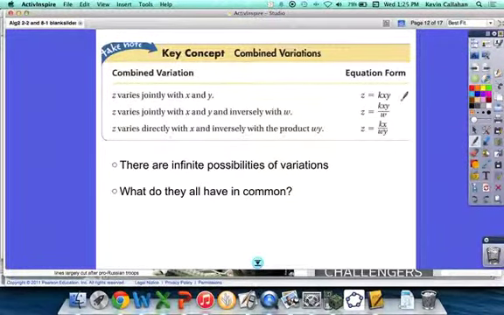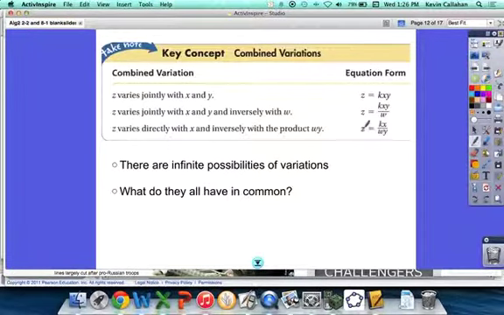Now, they've given us a couple others here, but these are just 2 examples. There are many, many other kinds of variations that you could do. Let's see how this one reads. z varies jointly with x and y and inversely with w. So z varies as kxy, there's the joint part of it, and inverse with w means the w is in the denominator.